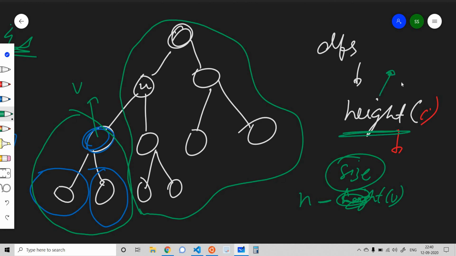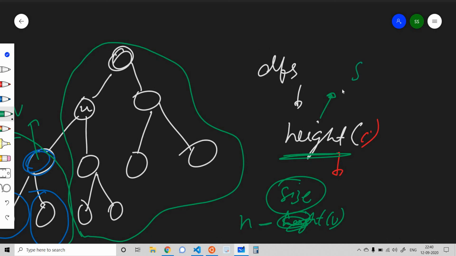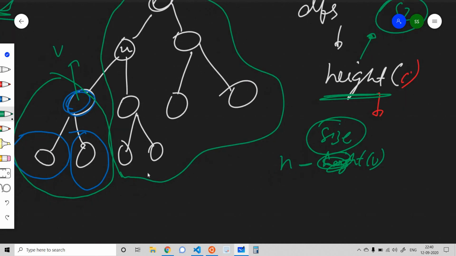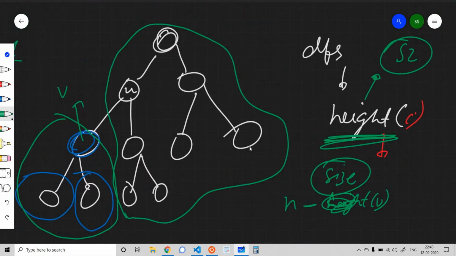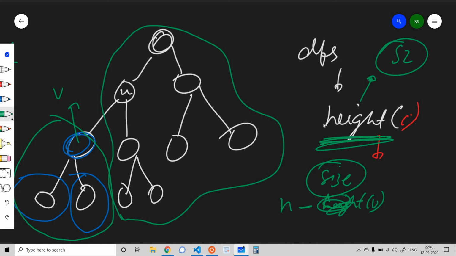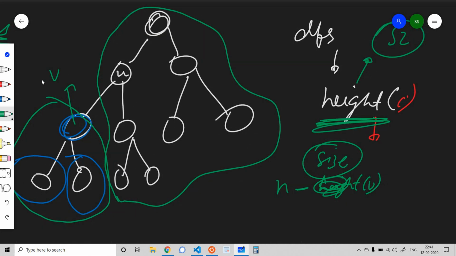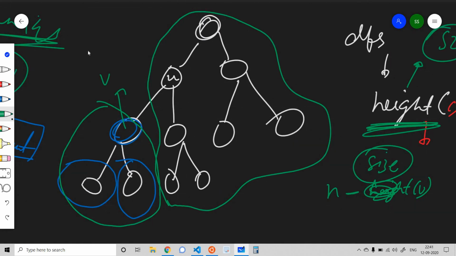Please change the definition. This is the size, this is not the height. It will tell me the number of nodes in that subtree, not the height. I explained it incorrectly. So size, so it would be n minus the size of the tree rooted at v.